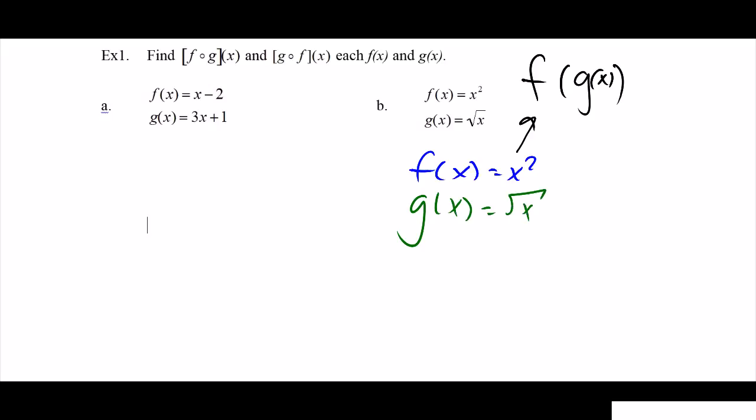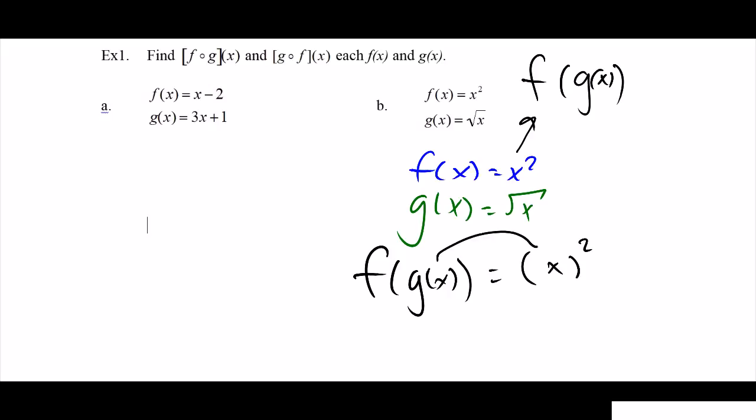So when we take a composition of functions, f of g of x, it is equal to our f function, which is x squared, and we're going to replace our x with g of x. Well, what is our g of x? Our g of x is the square root of x. And now we finish it off. If we square the square root of x, we're just left with x. So f of g of x is equal to x.